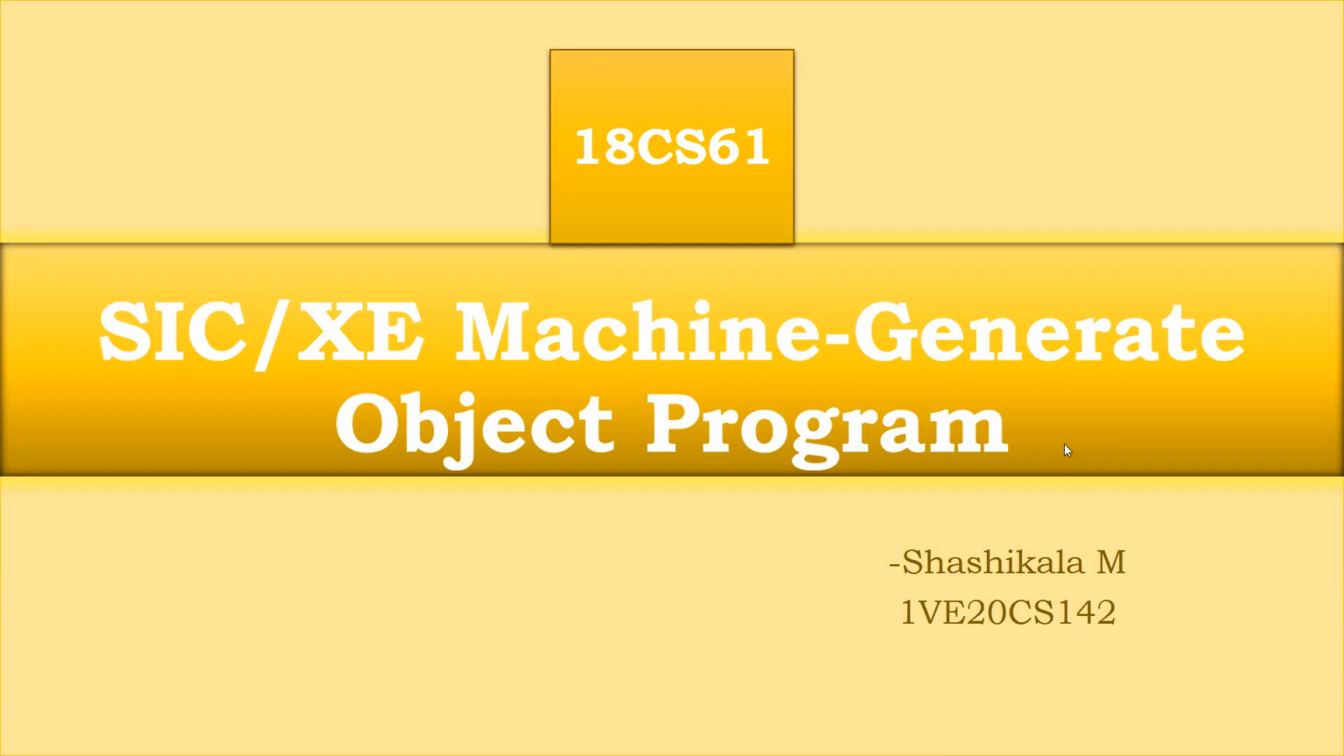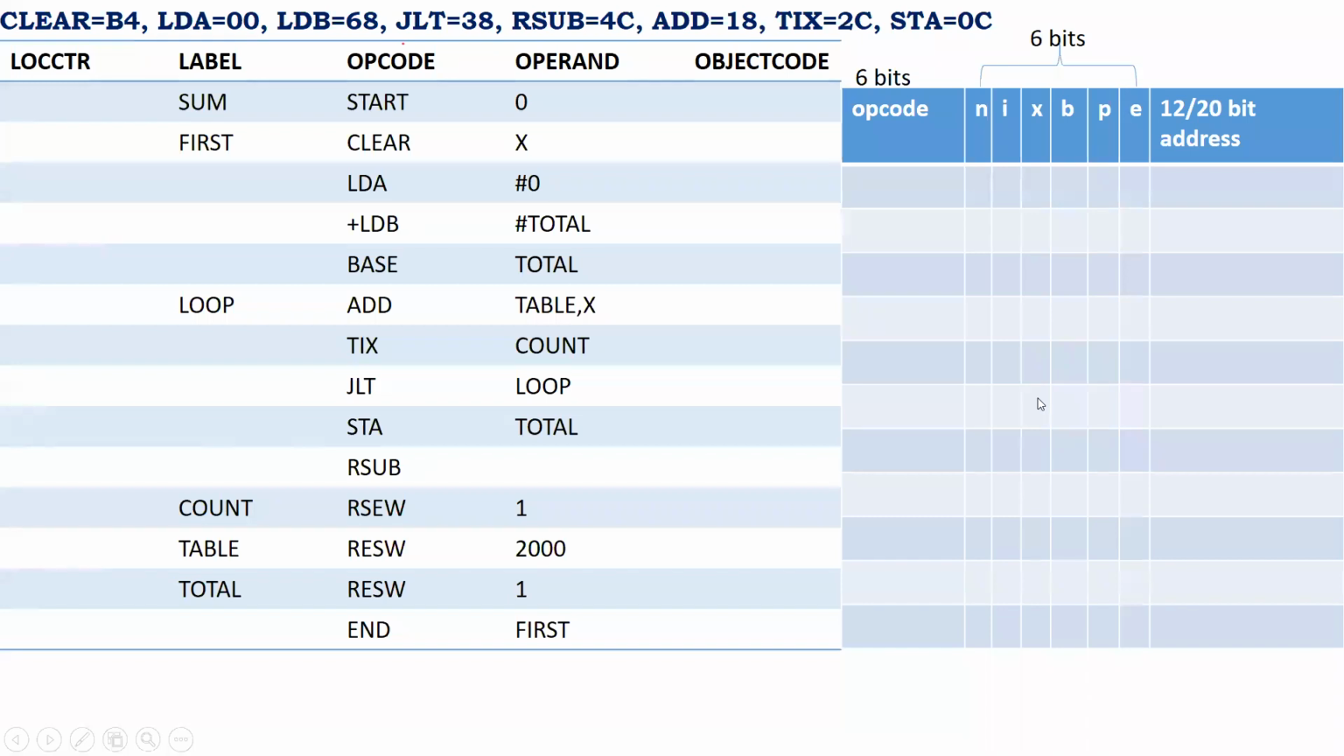So in this video, I am discussing the SIC/XE machine and how to generate the object program. This is the example which I am discussing in this video. In this example, label, opcode, and operand are given, and the mnemonic code for the opcode is also given. We need to calculate the location counter, the object code, and also write the object program.